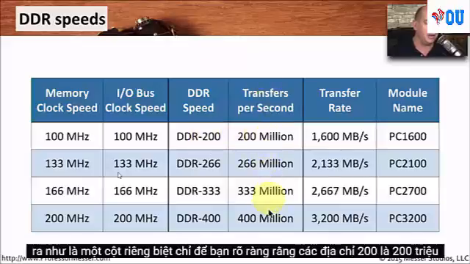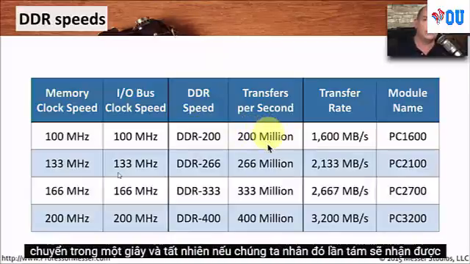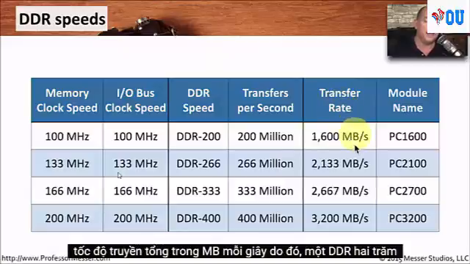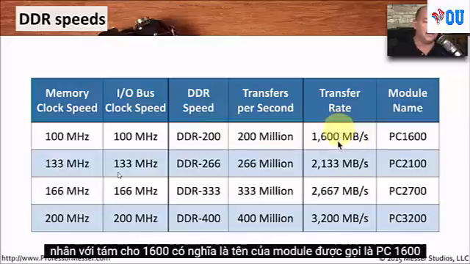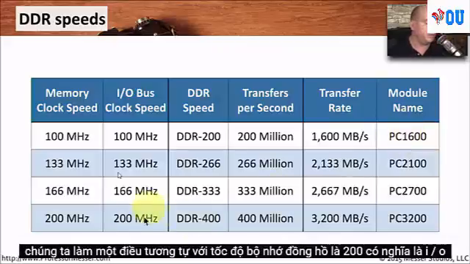That's describing how many transfers you can do in a single second. I've broken that out as a separate column just so you're clear that a DDR 200 is 200 million transfers in a second. And of course, if we multiply that times 8, we'll get the total transfer rate in megabytes per second. So a DDR 200 multiplied by 8 gives us 1600, which means the module name is called PC 1600. We can do a similar thing if the memory clock speed is 200.